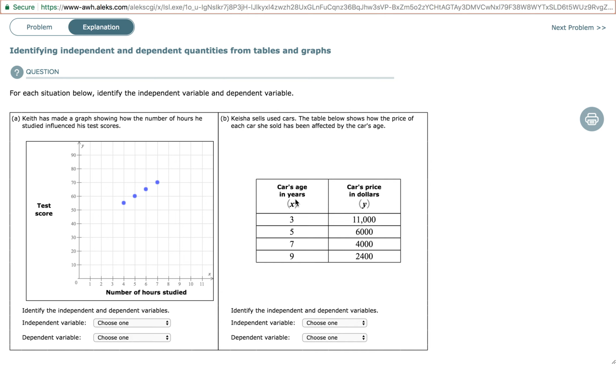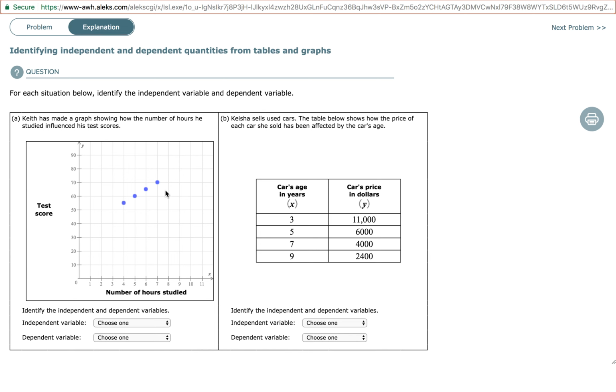Now, does the car's age in years depend on the car's price in dollars? Or does the car's price in dollars depend on the car's age in years? Correct. The car's price in dollars depends on the car's age in years. What you should have noticed here is that in both cases, the x values represent the independent variables and the y values represent the dependent variables.